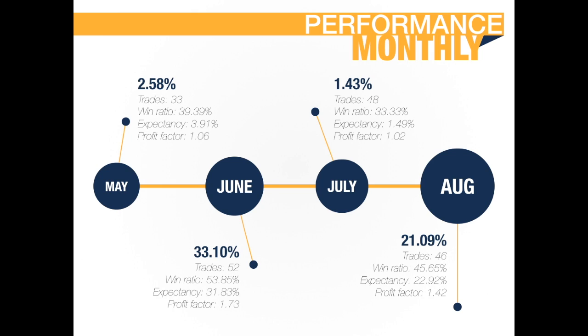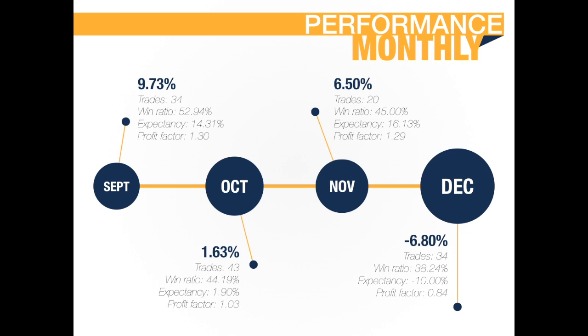July was a dip. We went back down to gaining just 1.43%, with 48 trades taken and a very low win ratio of just 33%. August was once again another great month. We clocked in about 21% with 46 trades taken and a win ratio of 45%. In the later part of the year, September, we clocked in just shy of 10% with 34 trades taken and a win ratio once again above 50%.